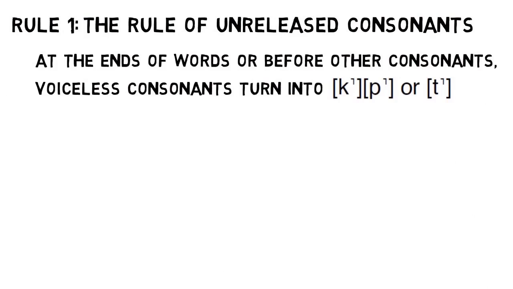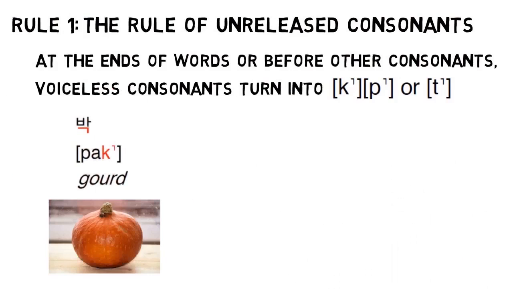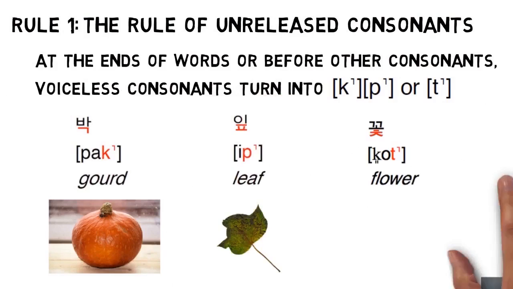You'll get an unreleased K sound if a word ends in one of the 3 Ks, giving you words like 박. You'll get a P if the word ends in one of the 3 Ps, giving you words like ip. And you'll get an unreleased T if it's any other voiceless consonant at all, giving you words like 꽃.